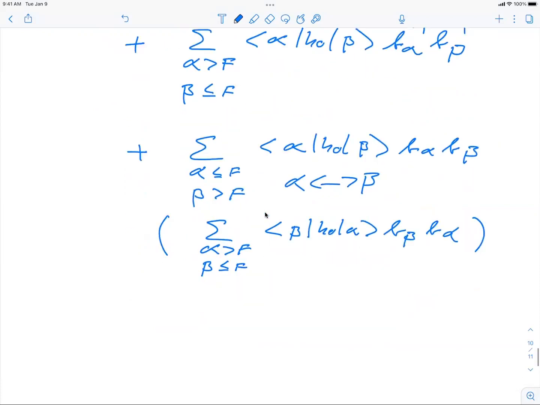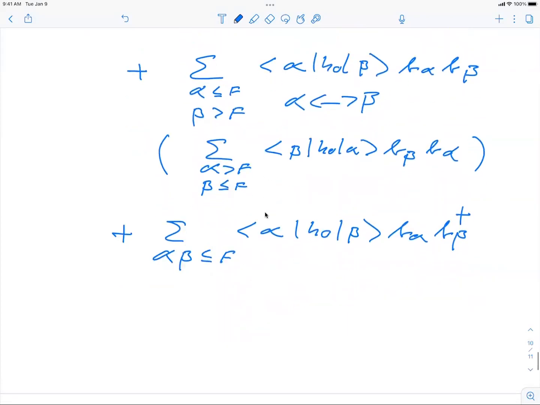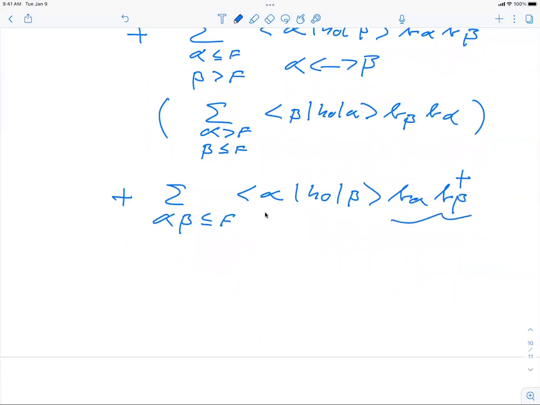And then I have a final term where I now have the sum over alpha, beta less than the Fermi level. And then I have my alpha H0 of beta. And then I have a B alpha, B beta dagger, like this. Now, this is not normal ordered. So actually, I want to bring it back into a normal ordered form. So what I do then is simply replace it with the commutation relation, delta alpha beta minus B beta dagger, B alpha.